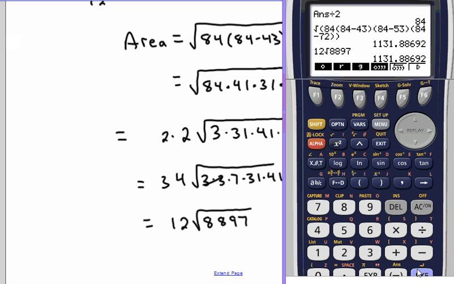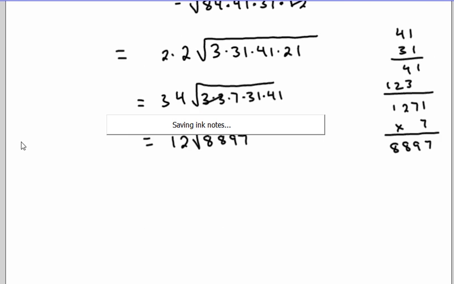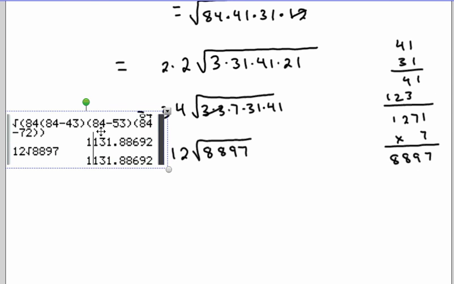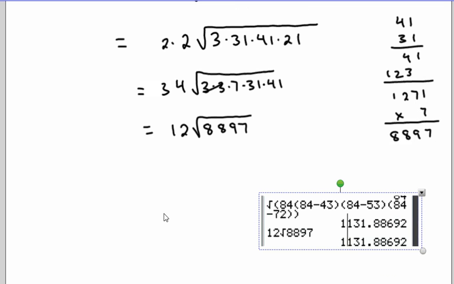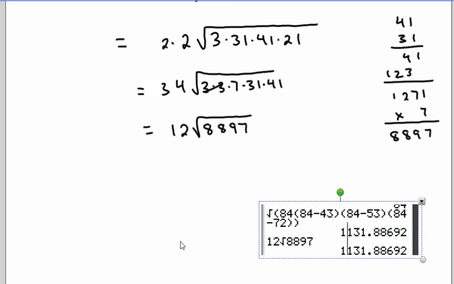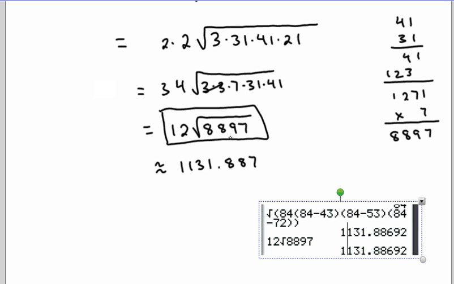Look at that, you guys. Deja vu all over again. Right there. You wouldn't be asked to do one with this big of numbers without a calculator, but we just showed we could. So that means if you've got one with nicer numbers, you should easily be able to do it. So that right there is approximately 1,131.887. The exact answer is more preferable to the decimal approximation, but if it doesn't say, it's okay to give either one.